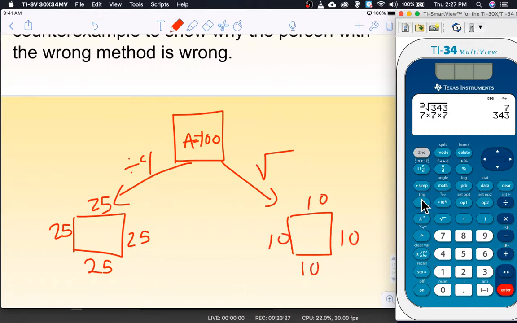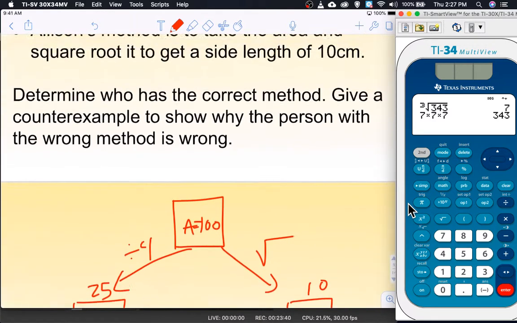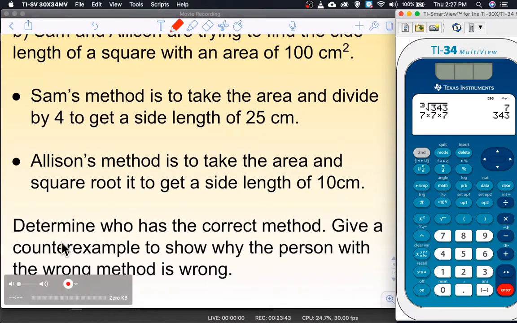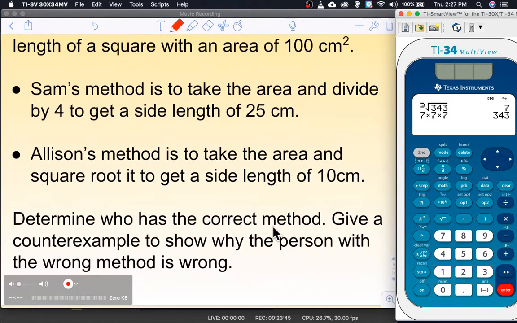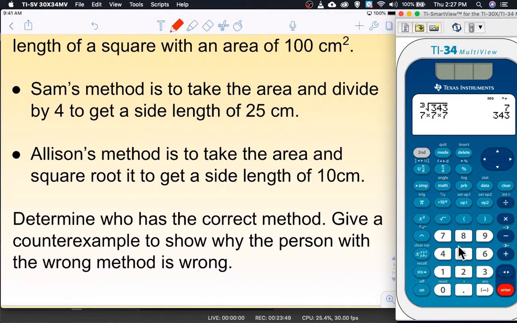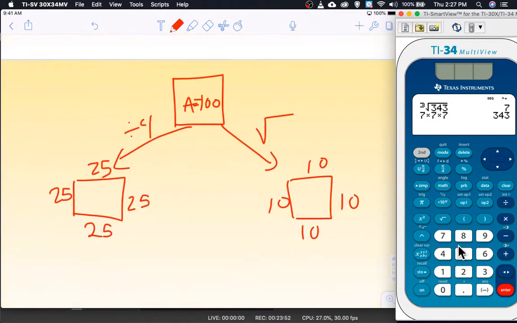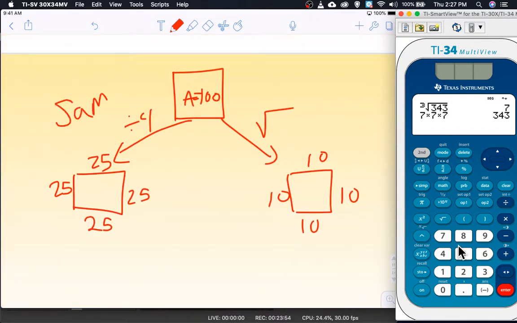Do you see how sometimes even just drawing a picture of what they're saying as the problem's going on can make more sense to you? Like right now, just one of those pictures is clearly more right than the other. Do you know which one? Our question is to determine who has the correct method. Give a counterexample to show why the person with the wrong method is wrong. Okay, so is Sam wrong or is Allison wrong?